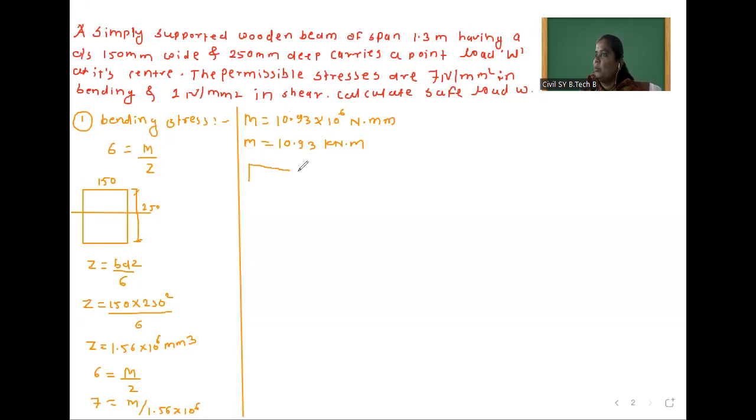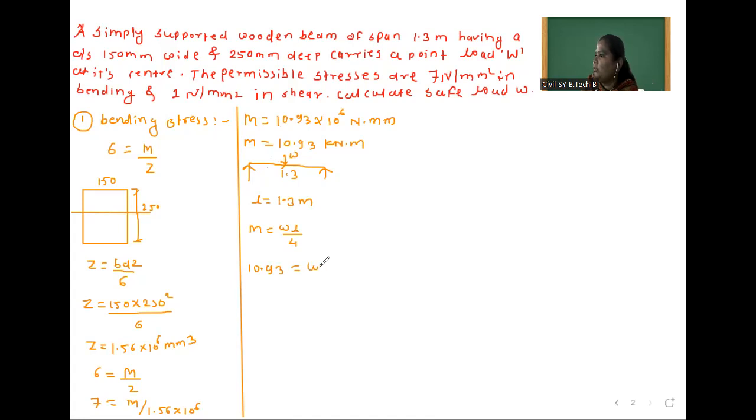So here simply supported beam is given, and on that beam central point load W is applied. The span for this beam is 1.3 meter, so L is equal to 1.3 meter. Now for simply supported beam with a central point load, moment is equal to WL by 4. And moment we have already calculated.